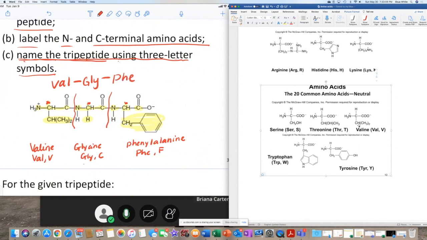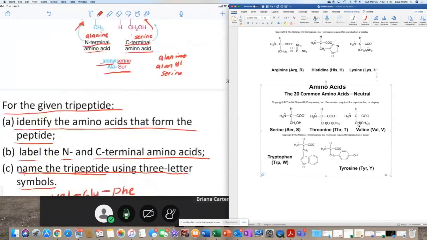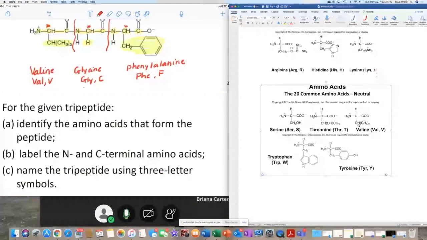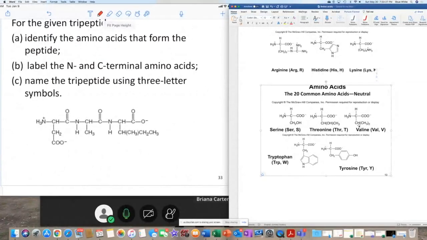VAL-GLY-PHE. Just write the 3-letter symbols and then dash dash dash between each 3-letter symbol. Okay. I was thinking they were asking us to do this part here. That's a little bit trickier. They just showed this to you here. Okay. So let me see. Oh, we have another one that we're going to be working on here.